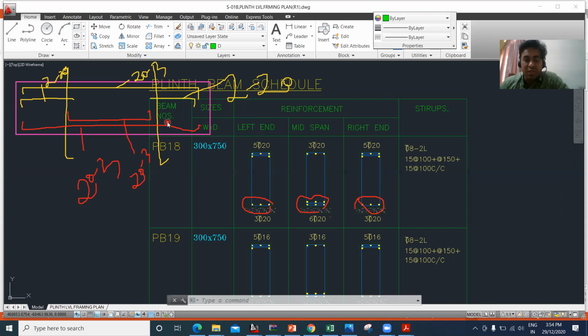If you understood, it's well and good. Else we are going to take up one lecture where we'll try to understand the general drawings. So this is how the reinforcement is to be provided.